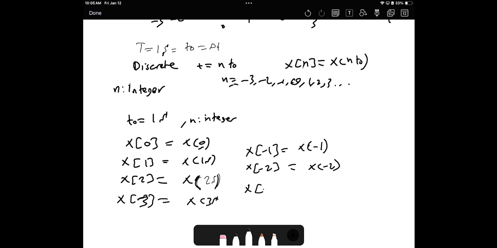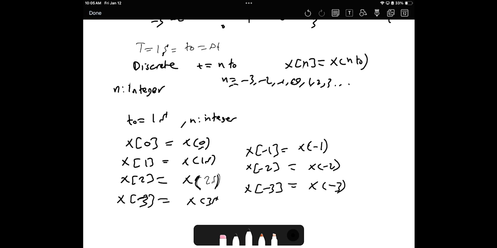But if the time step is, for example, half a second, then you can go in steps of halves, like x of 0, x of 0.5, x of 1, x of 1.5, or negative 0.5, and so on. So depending on the time step, we are very limited in how we can go.